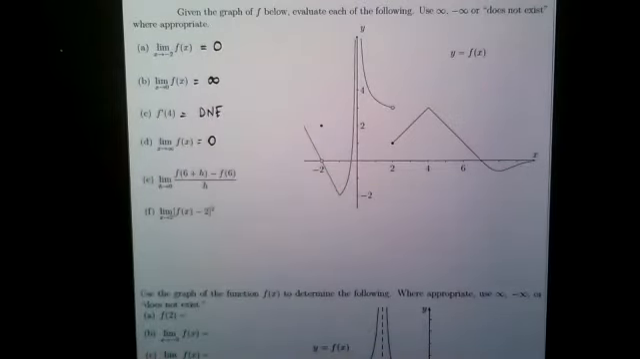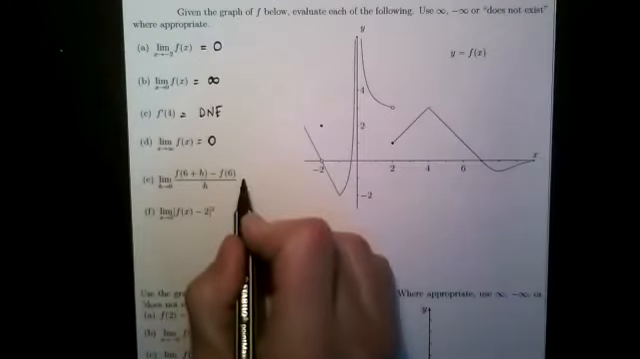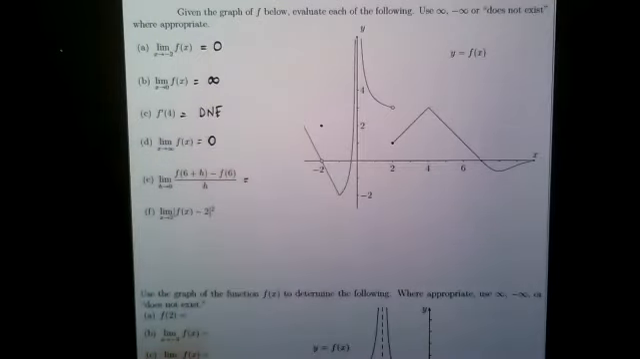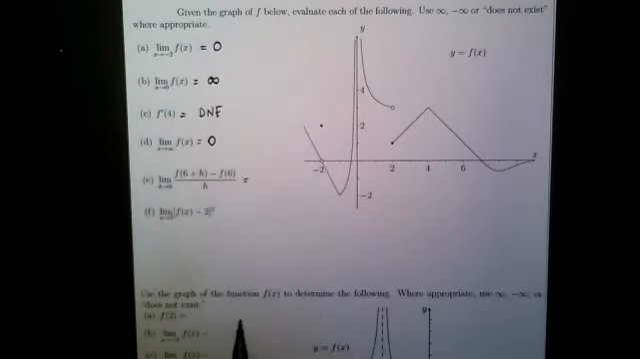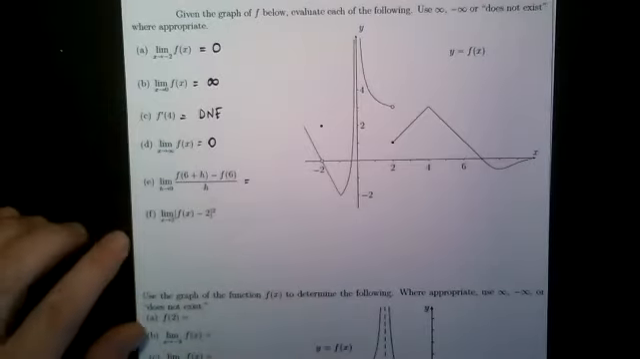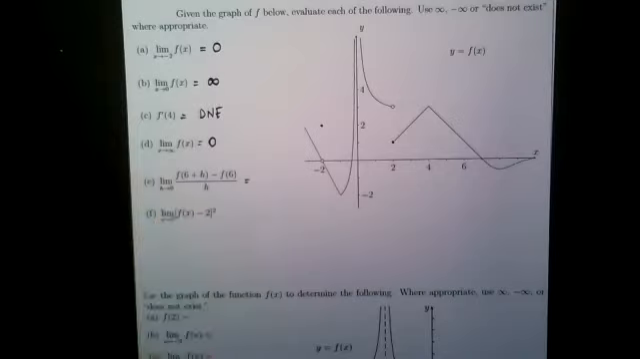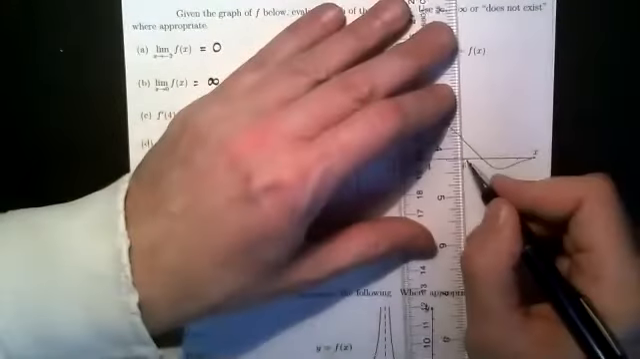Okay, next one, E. Benjamin, want to try? Go for it. Give me a second. Would it be 1? Okay, why 1? How did you get 1? E is this little formula here. That's the definition of a derivative, no? Perfect. So it's the derivative at 6. So we're looking at 6 right here.